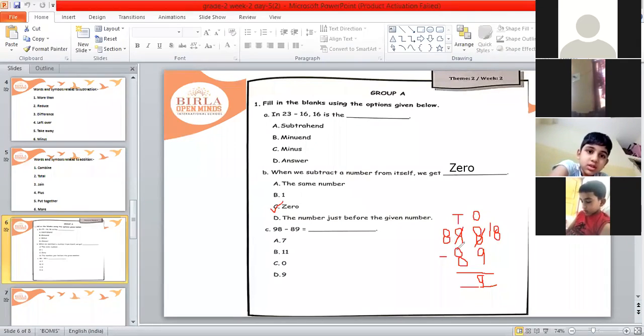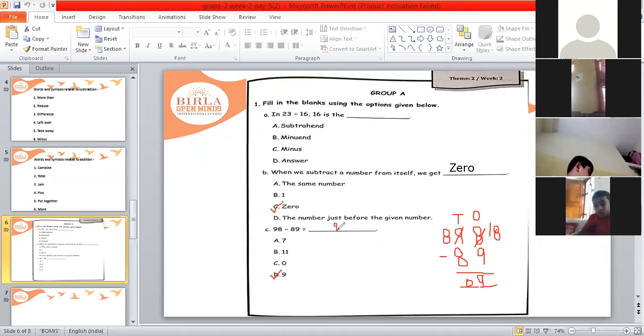And in tens place, 8 minus 8 is? 0. Very good, Ashrit. So 8 minus 8 is 0. So answer is 9, children. So that is option D. Put a tick on option D, and here in this blank space, you all need to write 9. Write fast. If you subtract 89 from 98, you will get 9. So this is your answer.